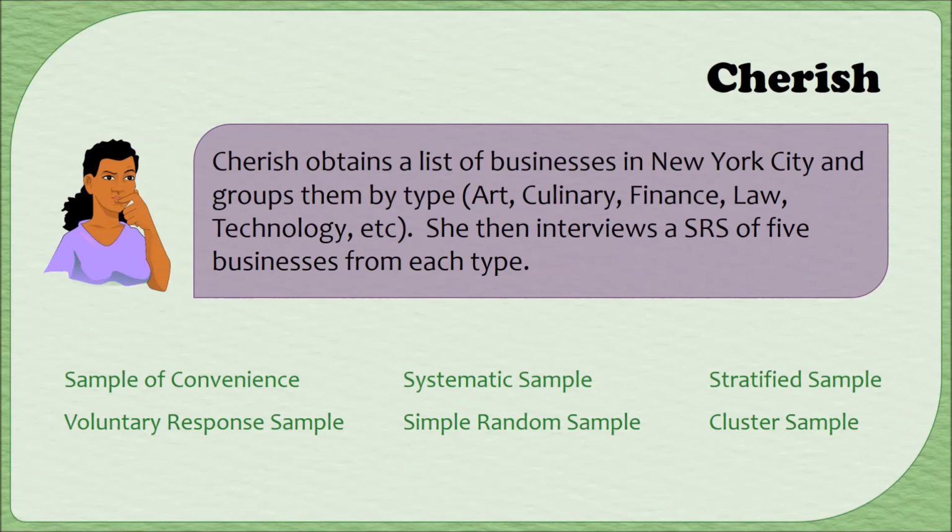Cherish. Cherish obtains a list of businesses in New York City, and she groups them by type. So maybe they're in the arts, or culinary fields, finance, law, technology, and so on. She then interviews a simple random sample of 5 businesses from each of those types. What type of sample did Cherish conduct? Once again, feel free to pause the video if you need some time to think.